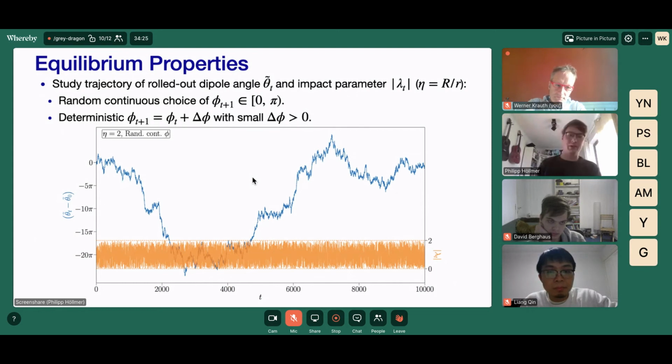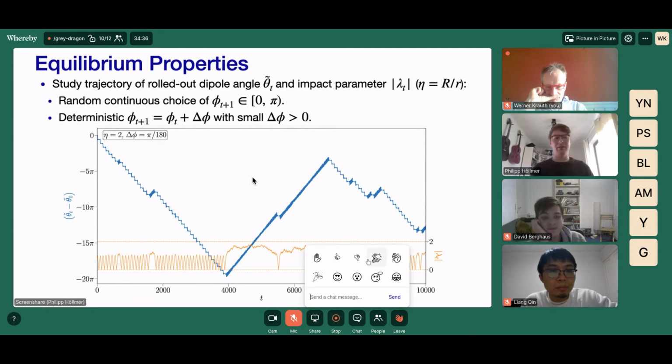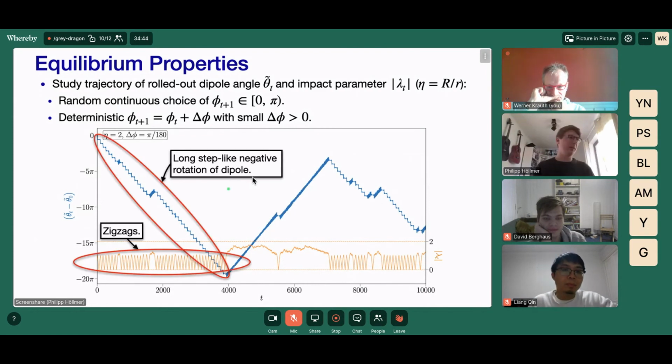However, this curve will change a lot if we now consider our sequential scheme. And I hope you're all surprised by this curve, because we can directly see that it's not diffusive anymore at all. I mean, first look at the trajectory of the dipole angle, for example.